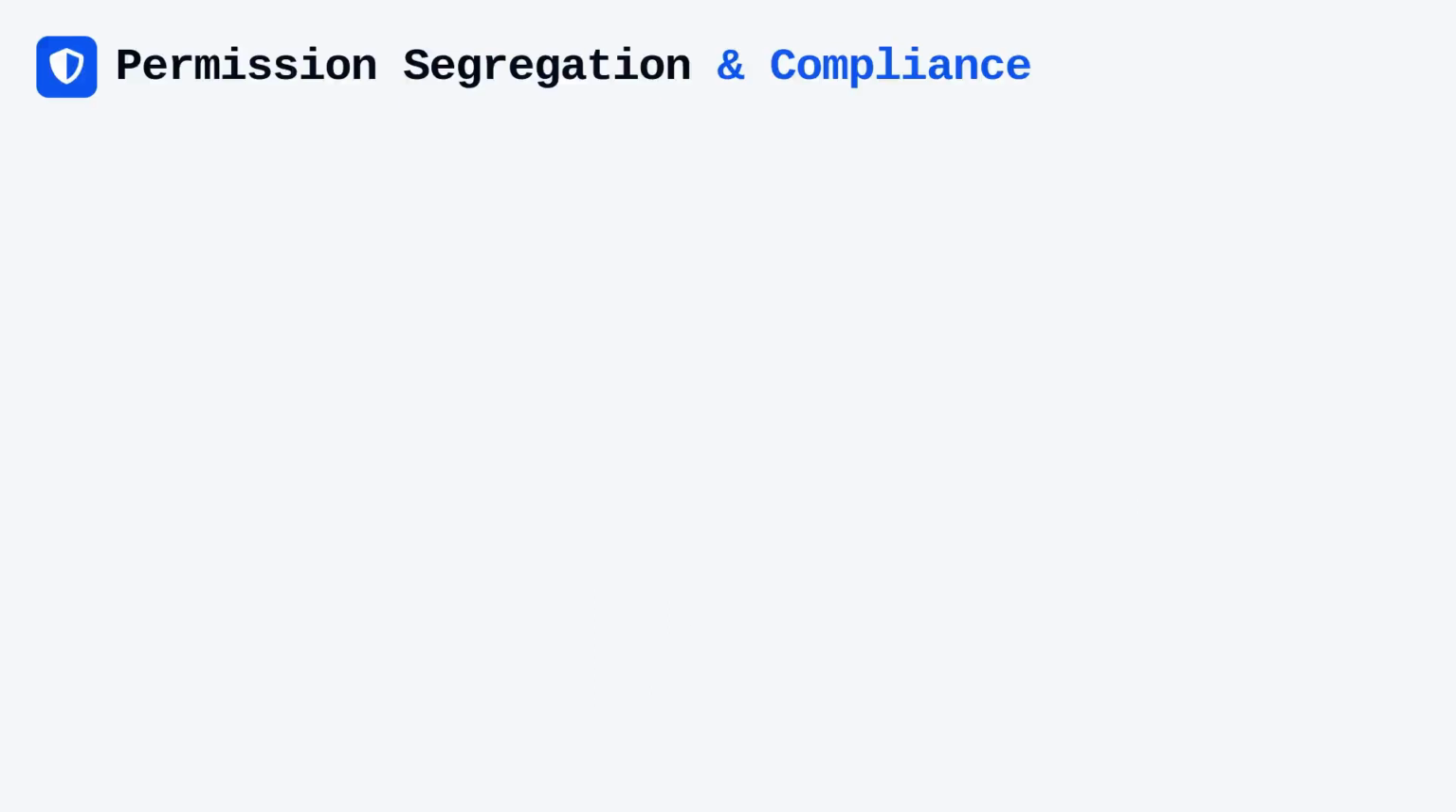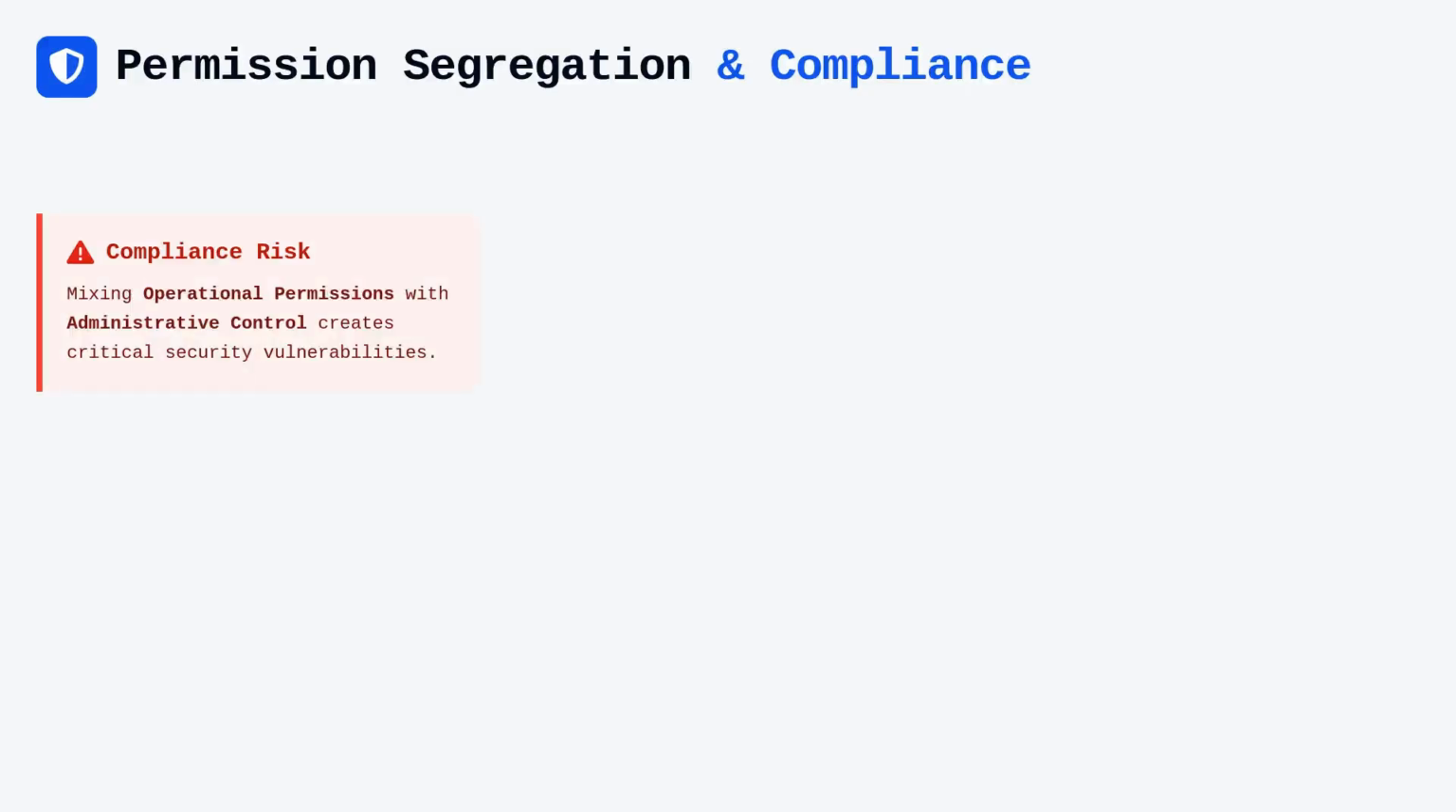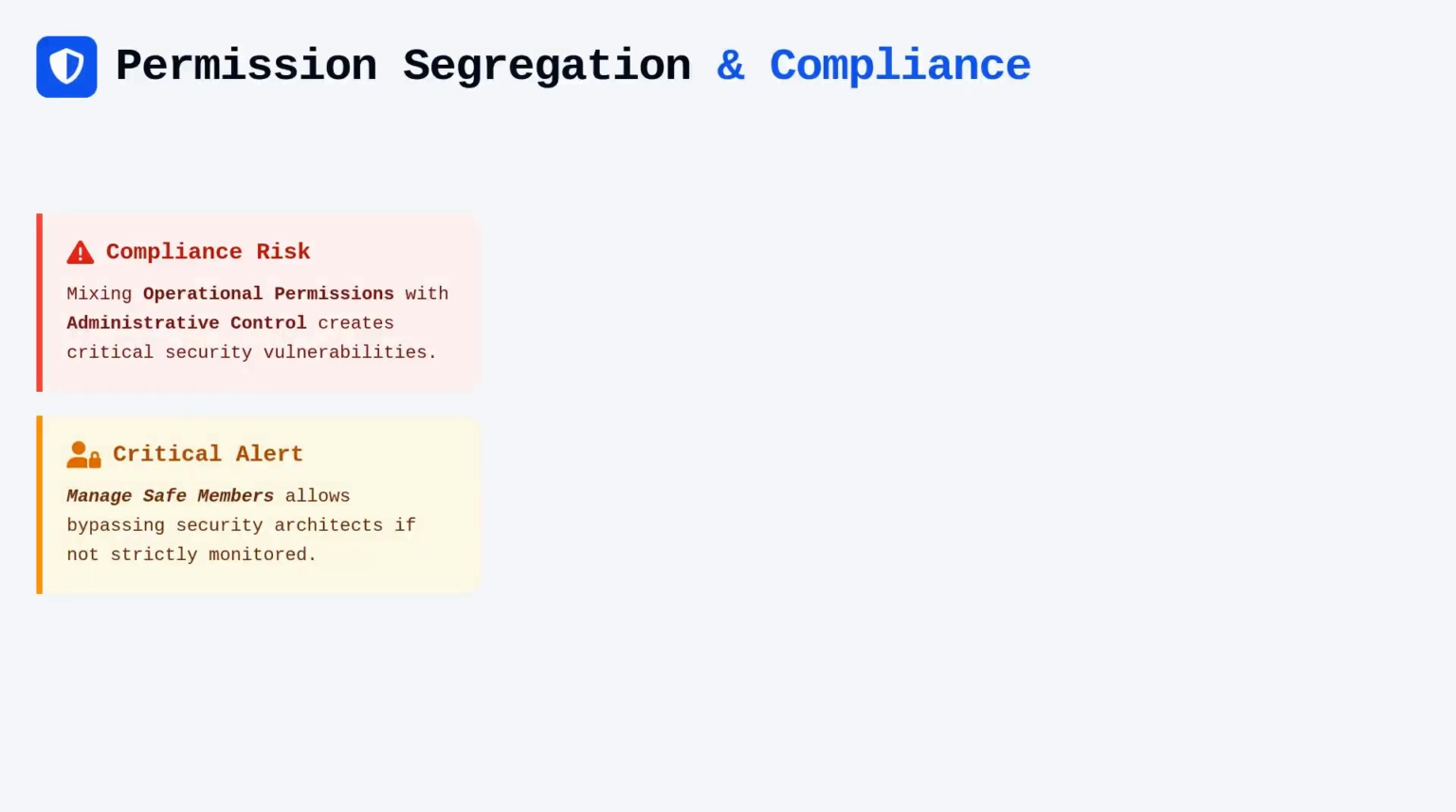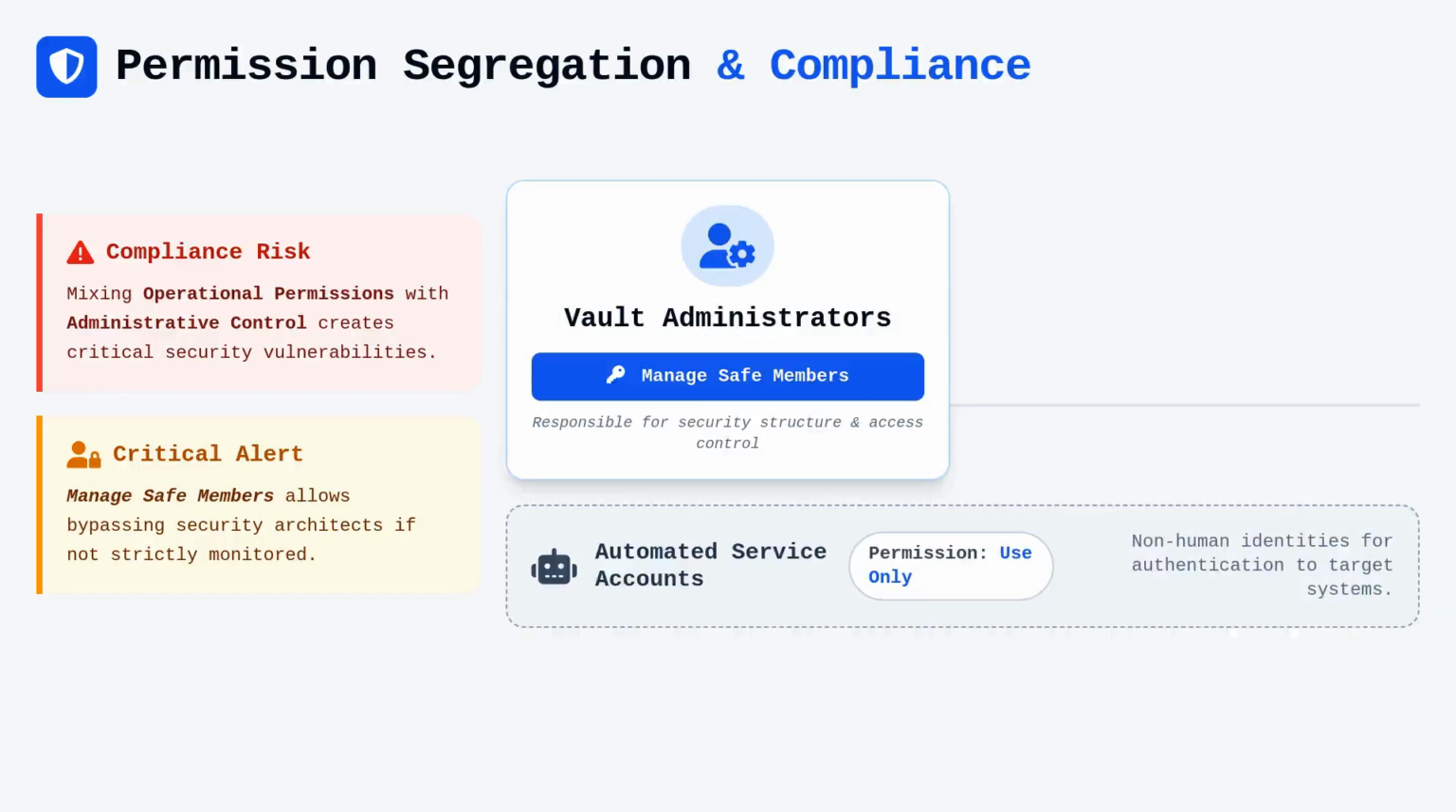It is vital to distinguish between functional, operational permissions, and administrative control, as mixing these roles often leads to compliance vulnerabilities. The managed safe member's permission is the most sensitive, as it allows a user to authorize other individuals to access the safe, effectively bypassing the security architects if not strictly monitored. You must be careful to distinguish this from the use permission, which is typically reserved for automated service accounts or specific application identities that need to authenticate to target systems without human intervention.